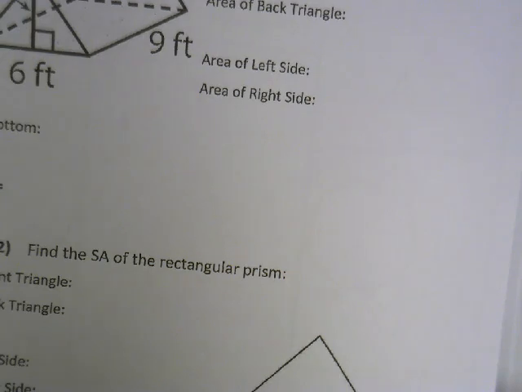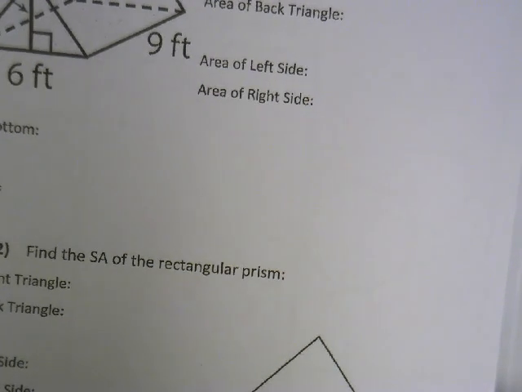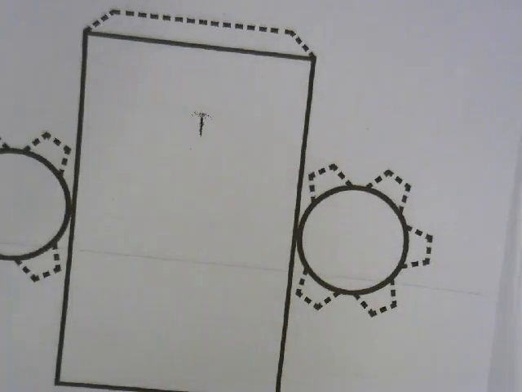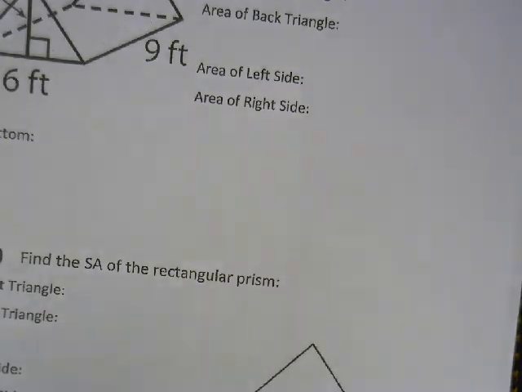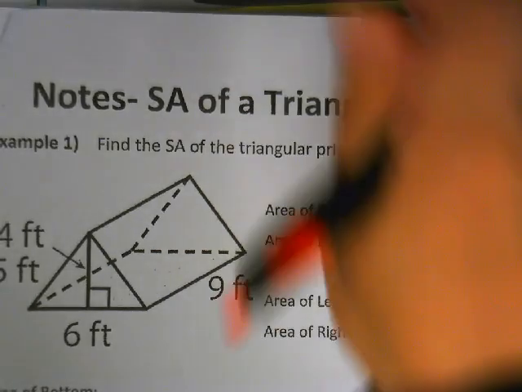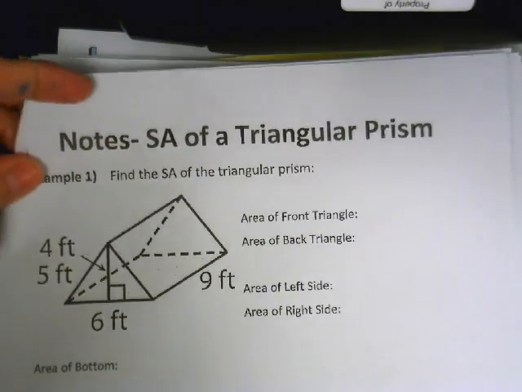The area of the front triangle, area of the left side, the right side. Okay, it's going to be interesting how they do this math. All right, let's do it. Triangular prism. Guess what? It's still 6th grade. Really? Yeah. Did you guys learn triangular prism or not? I don't know. All right. Let's do it.